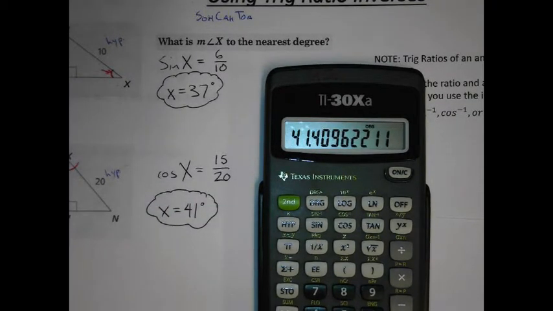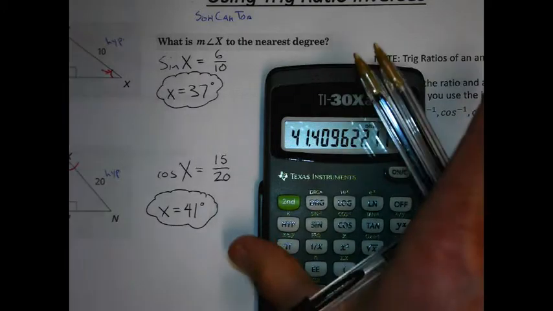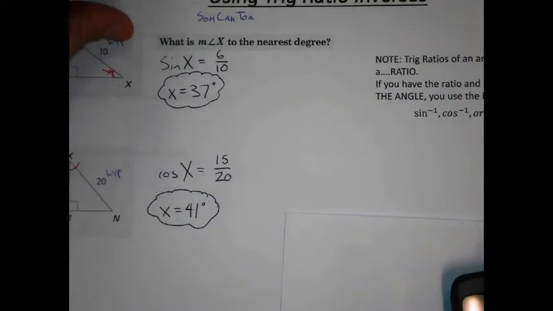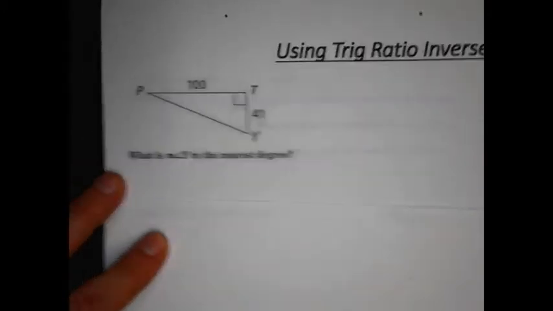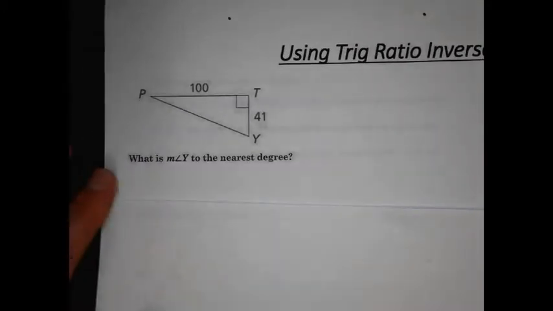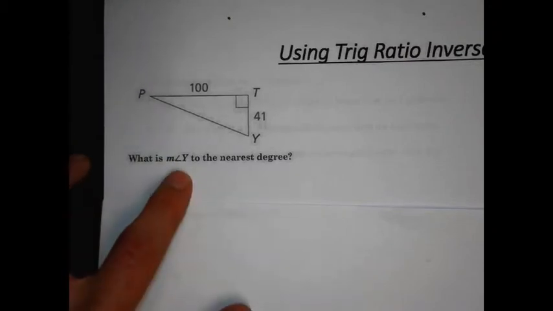And that is how we use our inverse function. Okay? More practice, shall we? Yes, because this gets kind of tricky and fun at the same time. All right, so now we're going to be using our ratio inverses. So here's an example. Now the question is, what is the measure of angle y to the nearest degree?